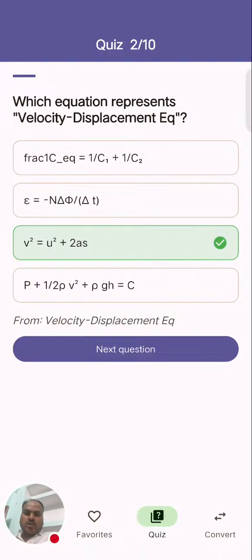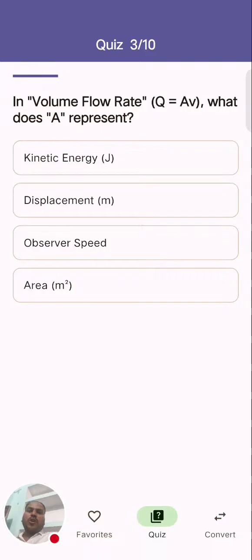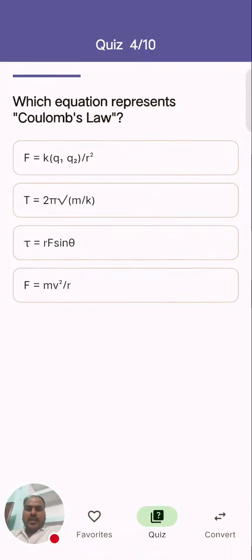Now next question for you. In volume flow rate Q equal to AV, what does A represent? A represents area in meter square. Which equation represents Coulomb's law?